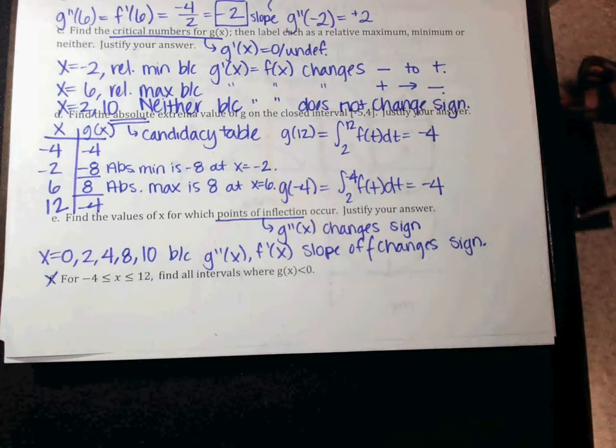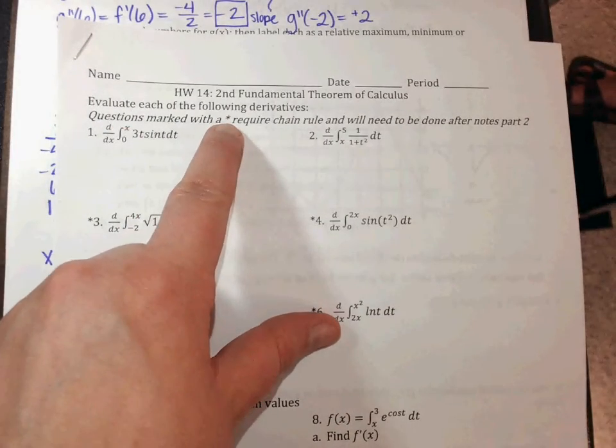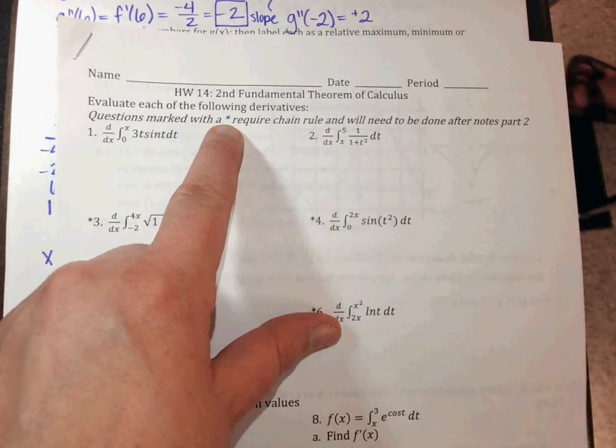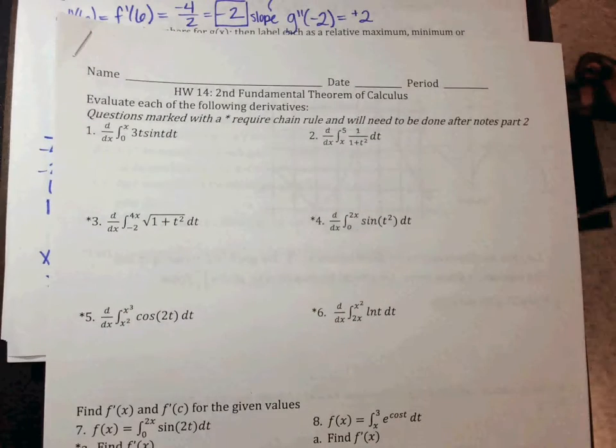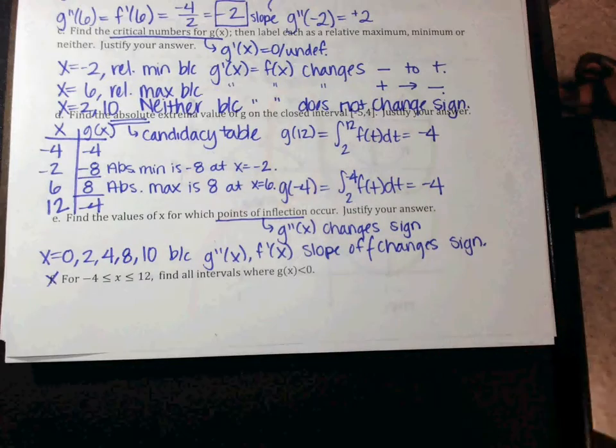Okay, look at this sentence right here. Any question that has a star on it, you have to know chain rule, which we're not doing till Wednesday. So I know you're probably very excited to do all your homework tonight, but if there's a star on it, you have to wait. Okay? Great. All right.